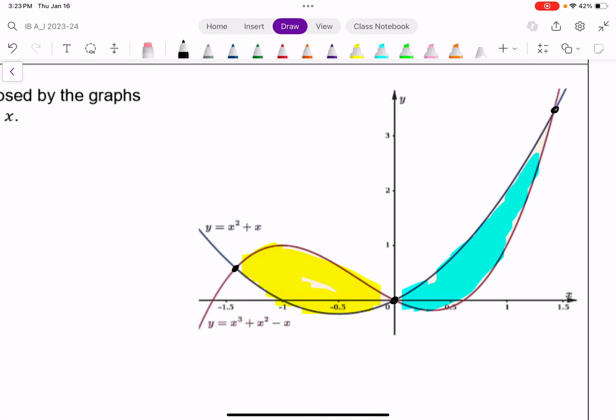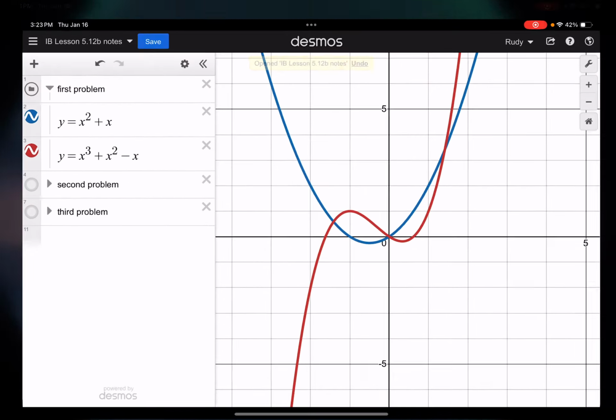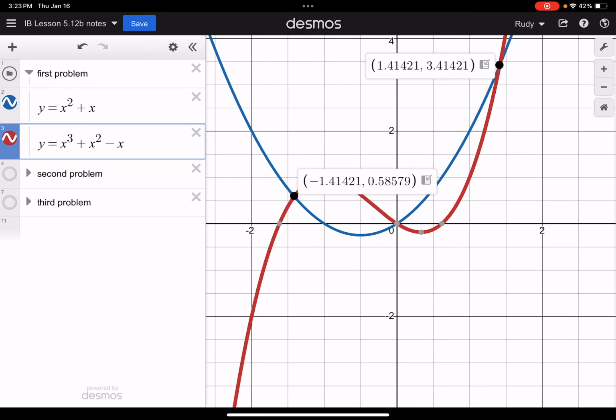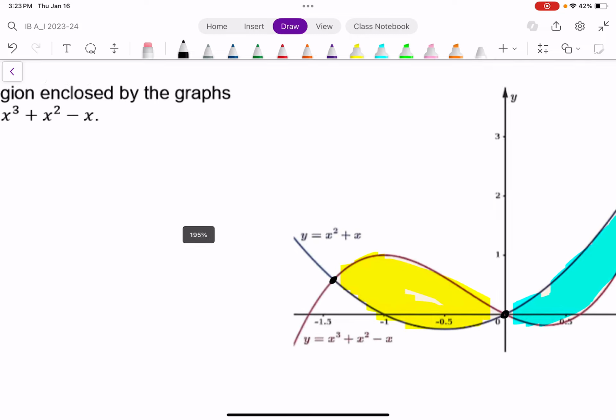Well, let's go to a graphing calculator and graph these. I have these functions graphed here, and pretty quickly I can see the intercepts, which are at approximately negative 1.41 and positive 1.41. However, I also want to show you how, in this case, we could actually find those algebraically quite quickly. Because it is quite quick, I'll do that.